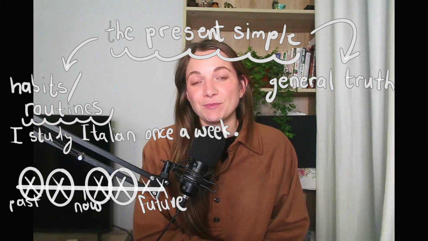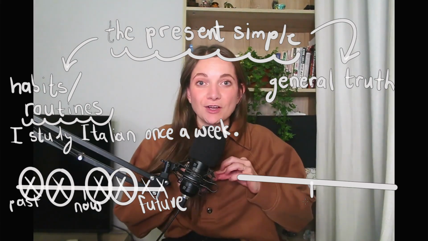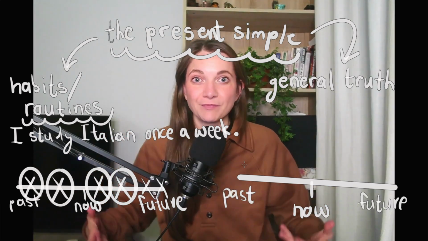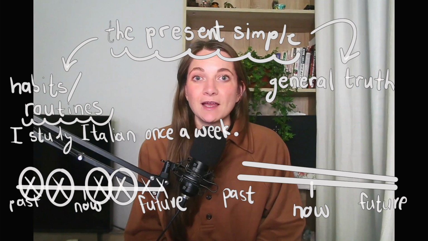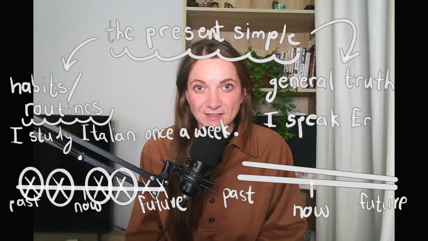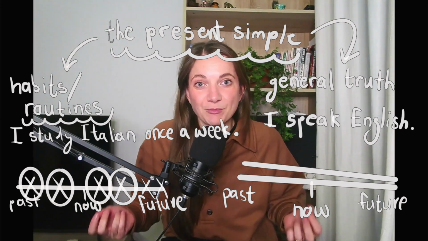We also use the present simple to talk about things that are generally true, things that are consistently true around the present time. For example, I speak English. He lives in Spain. Water boils at 100 degrees Celsius. All of these things are generally true around the present time.